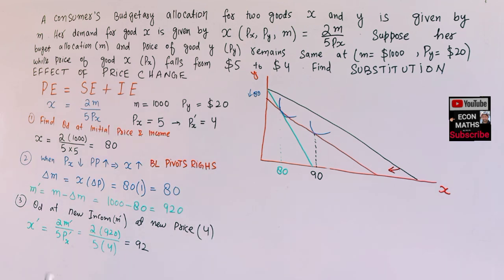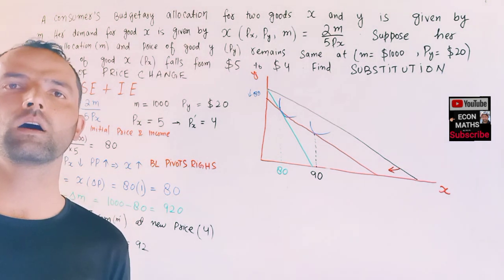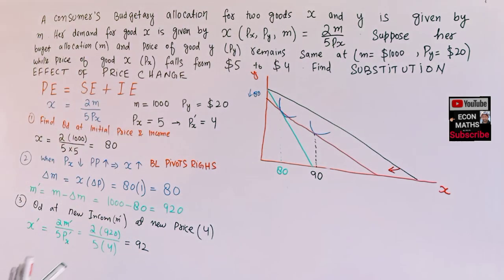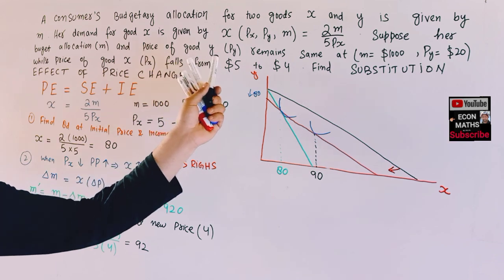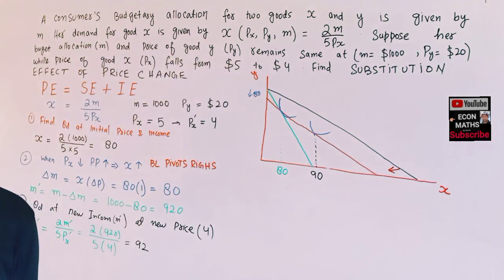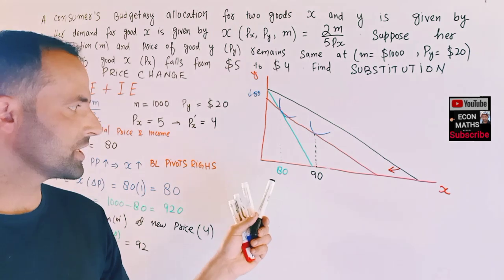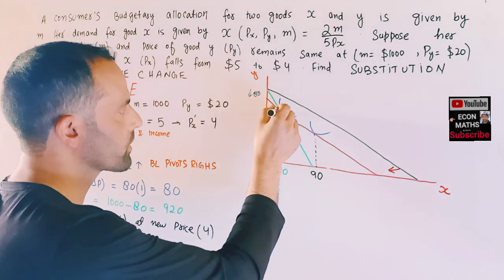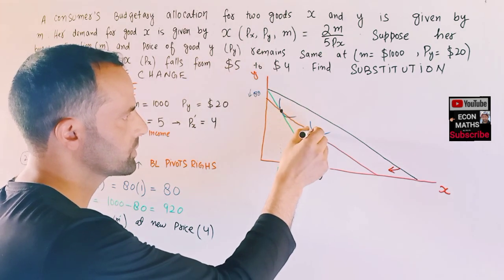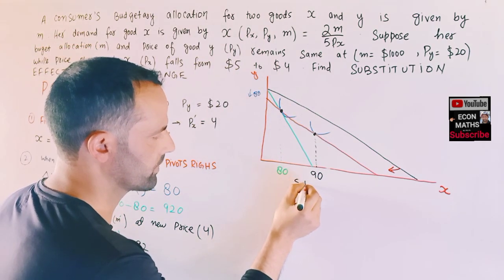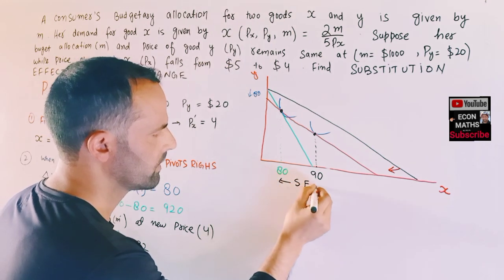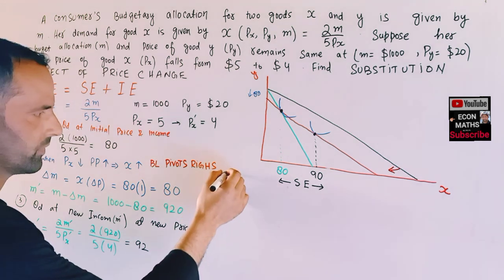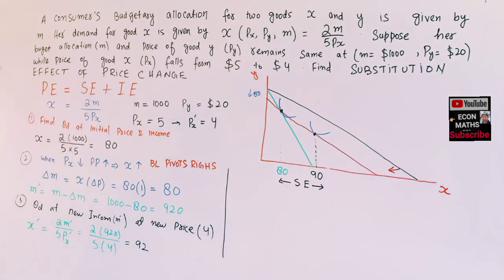Here you can see we are actually done with this question, but I also want to find out the income effect. What has happened when the price of good X has fallen from $5 to $4? The quantity demanded of good X has increased from 80 to 90. The movement from this point to this point is actually the substitution effect. Let me show the income effect also here to make more sense.